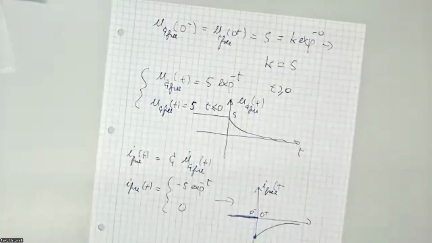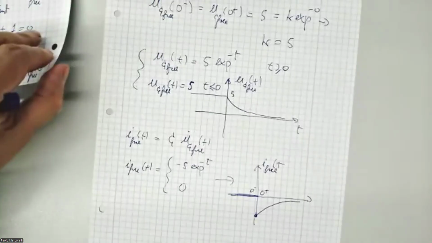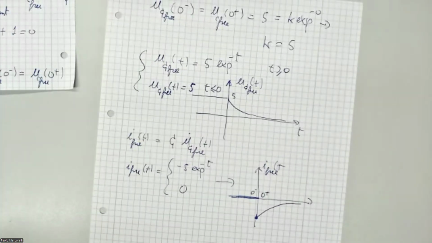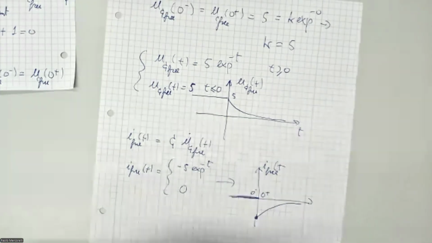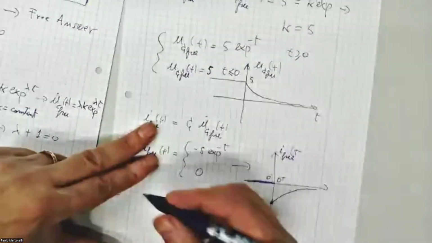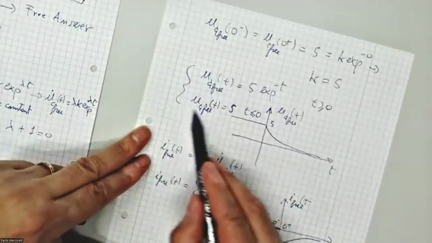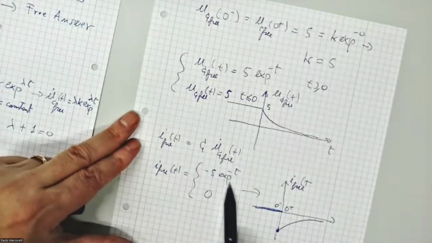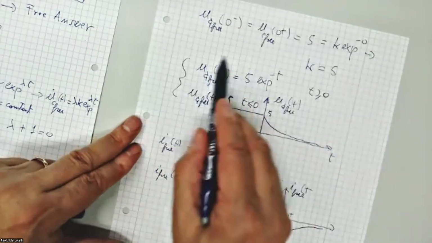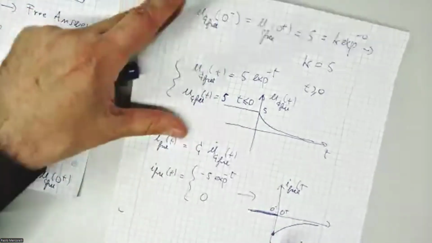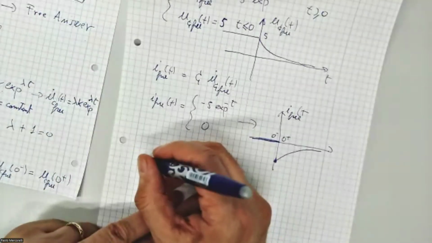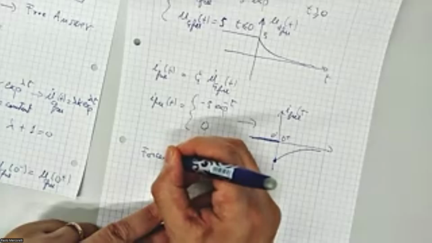Okay, let me now analyze the second case, this fourth answer. Free answer, this one. If I want to consider, this is the free answer in terms of state, this is the free answer in terms of another value. Let me so analyze the fourth answer. The fourth answer consists of this.